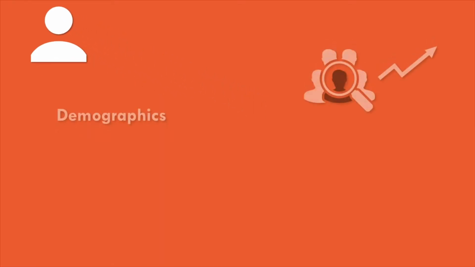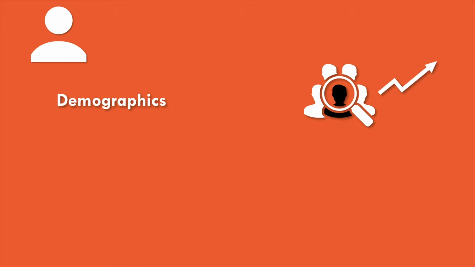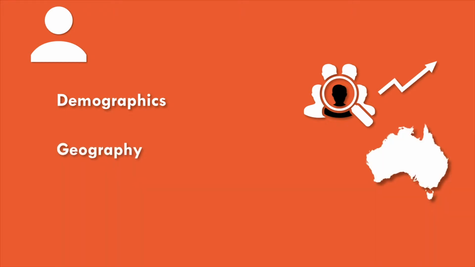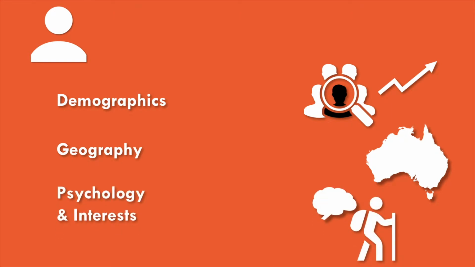We can think of consumer information in three broad categories: demographics, or statistics about who people are; geography, so where consumers are located and the sort of things that are around them; and psychology and behaviour, which will tell us a bit about their interests and their lifestyles.